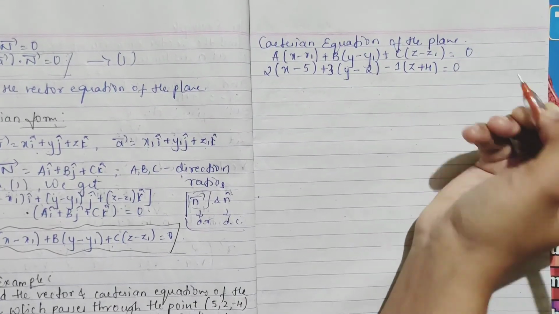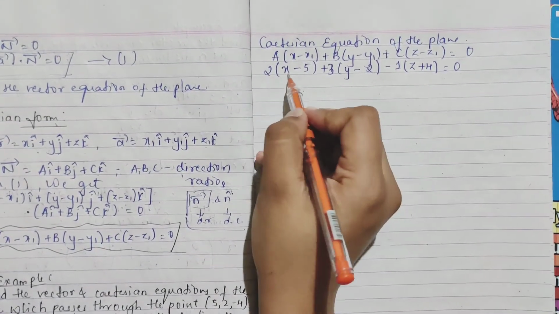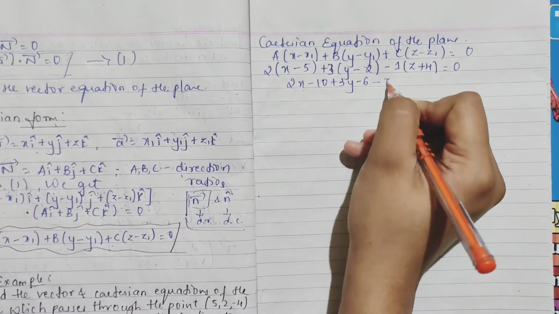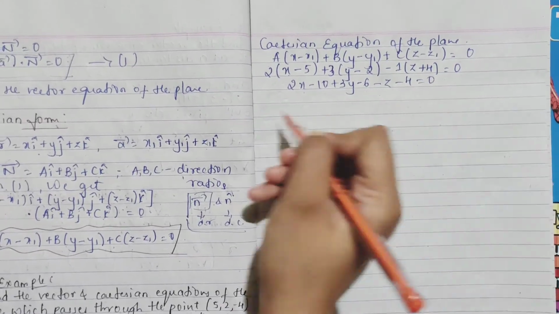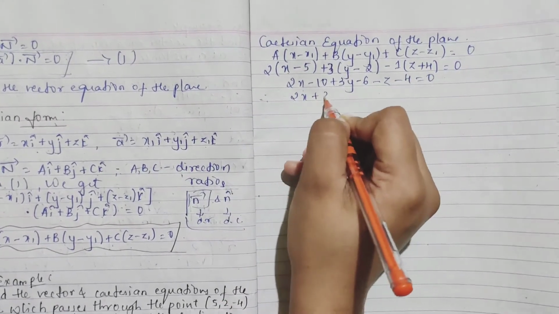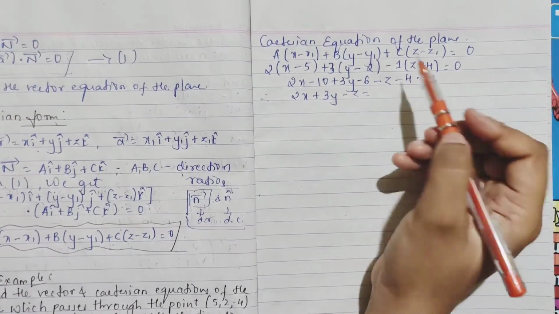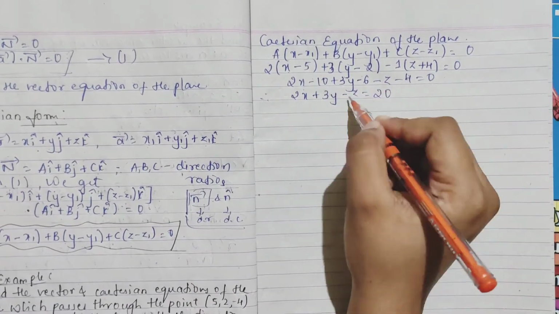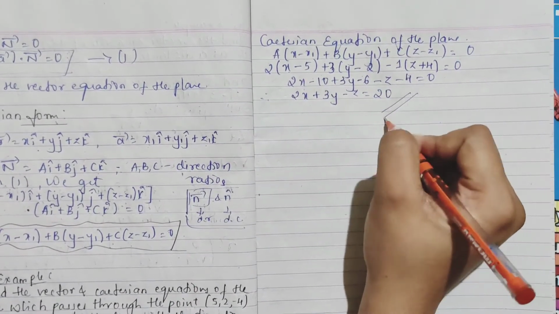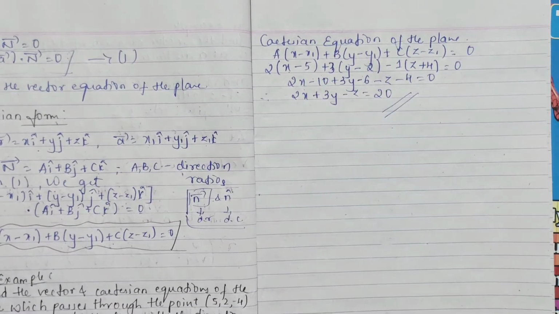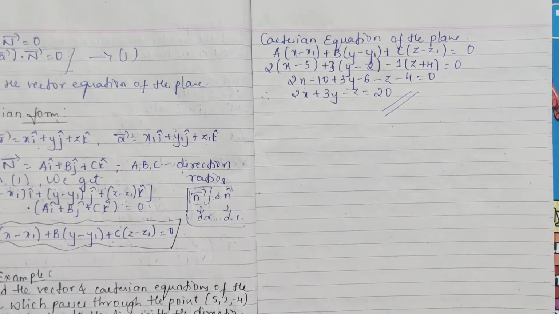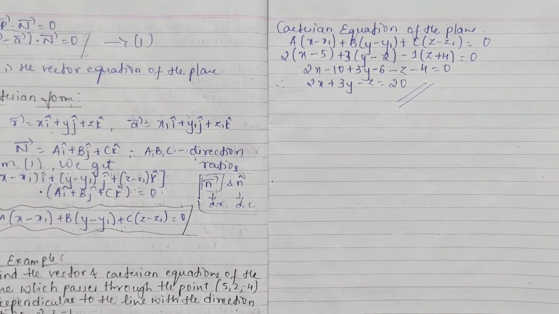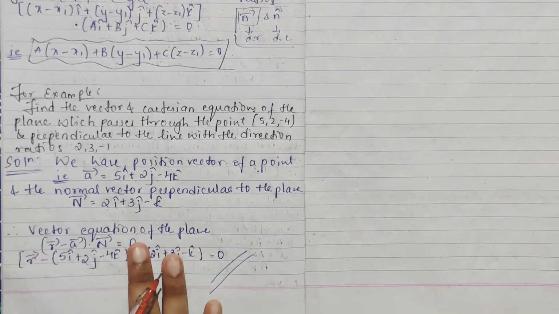Equal to 0. So in short, if we multiply, we will get 2x minus 10 plus 3y minus 6 minus z minus 4 equal to 0. So we have 2x plus 3y minus z equal to 10 plus 6 plus 4, which is 20. When minus 20 goes to the other side, it becomes plus 20. This is your Cartesian form. Very easy, right? Just remember the formula, students, then it is easy for you to solve. This was your vector equation, that was your Cartesian equation.